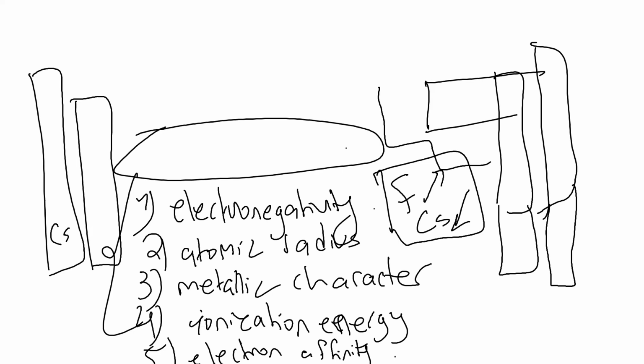Atomic radius is the distance between the nucleus of one atom and the nucleus of another atom. The metallic character is a characteristic of metals, and it is the level of reactivity of the metals, or how reactive this kind of metal is.